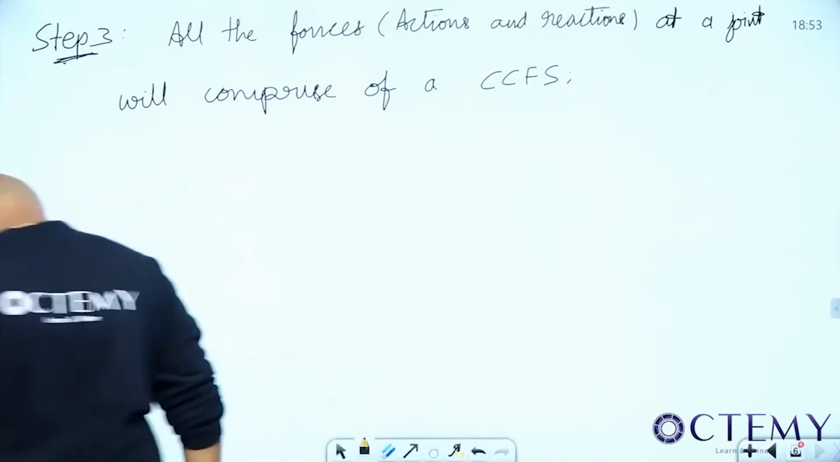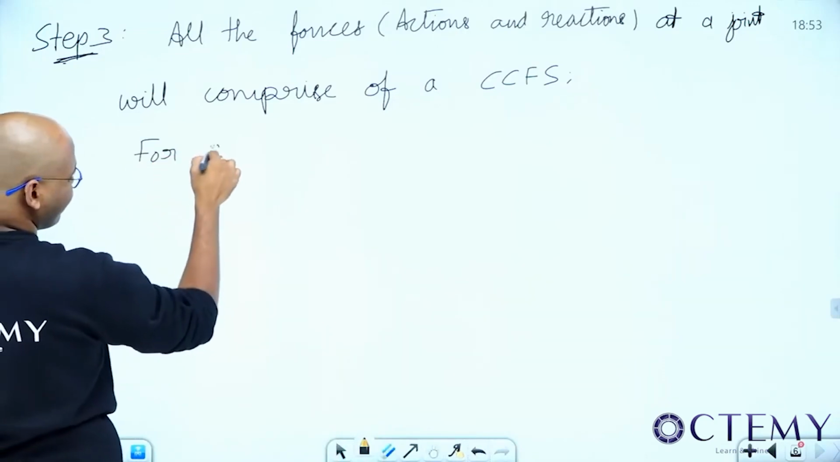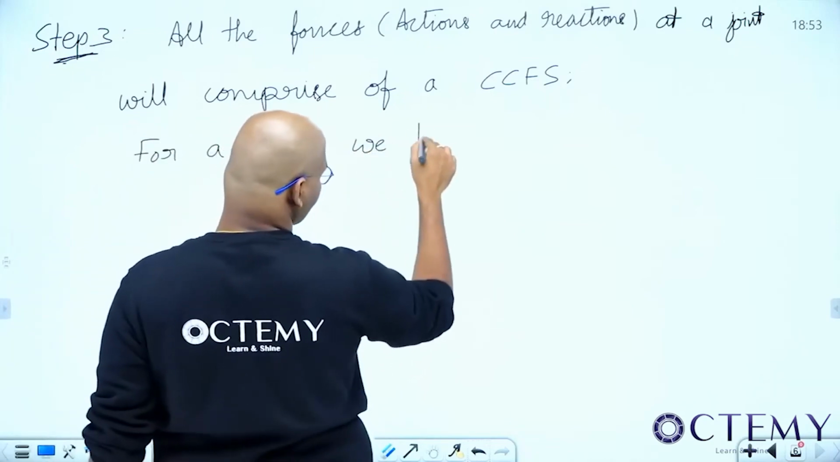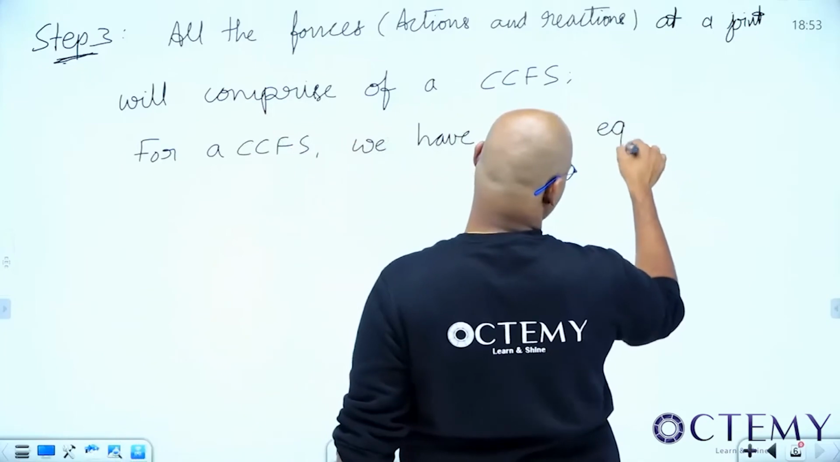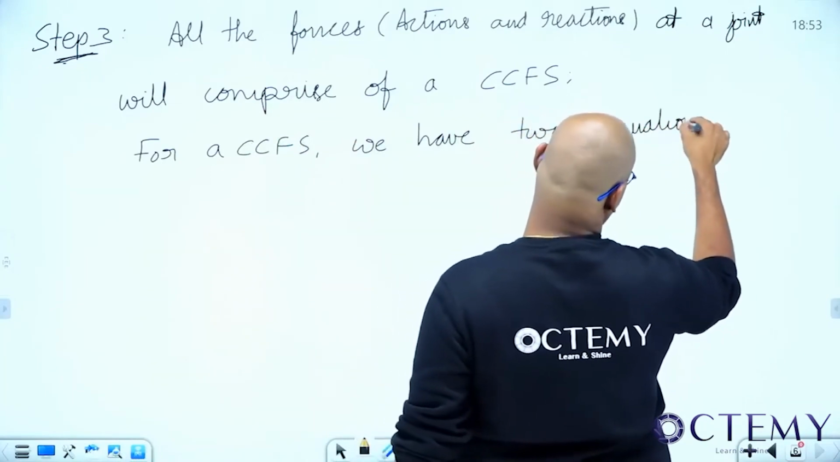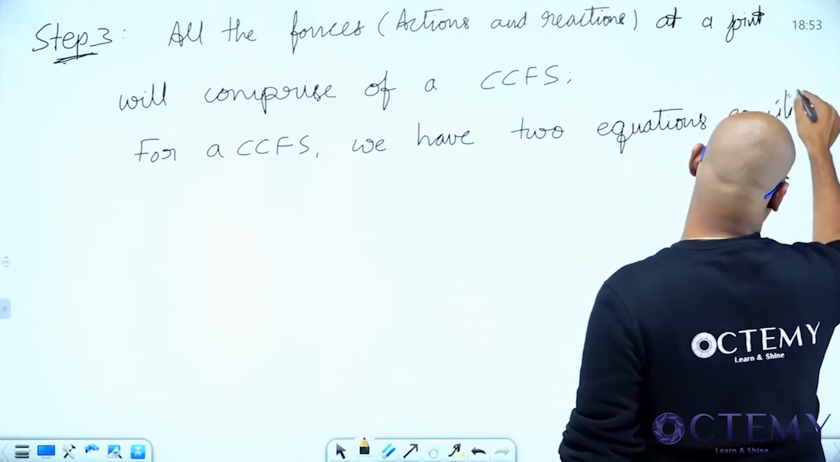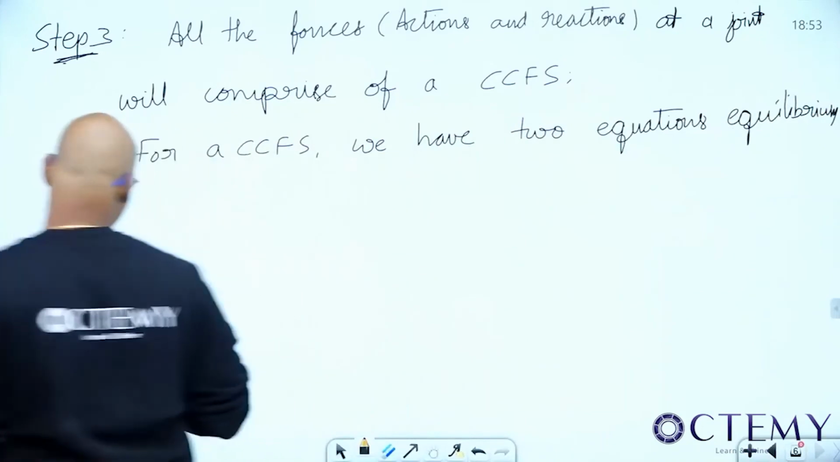So what can I write? For a CCFS, we have two equations of equilibrium. I have explained all these things; I'm just writing the steps. We have two equations of equilibrium.